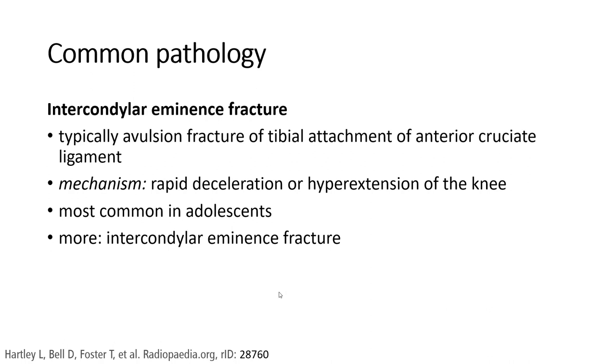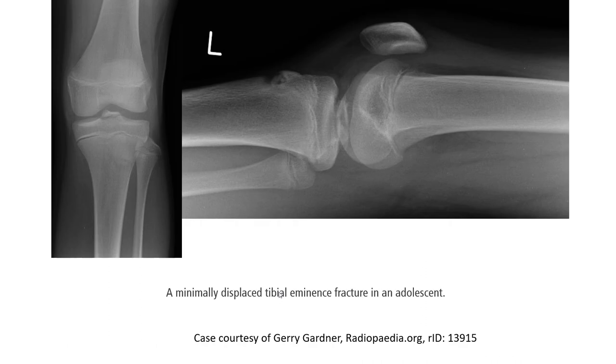Intercondylar eminence fracture, typically an avulsion fracture of the tibial attachment of the anterior cruciate ligament. Mechanism: rapid deceleration or hyperextension of the knee, most common in adolescents. This is an example of a minimally displaced tibial eminence fracture in an adolescent.